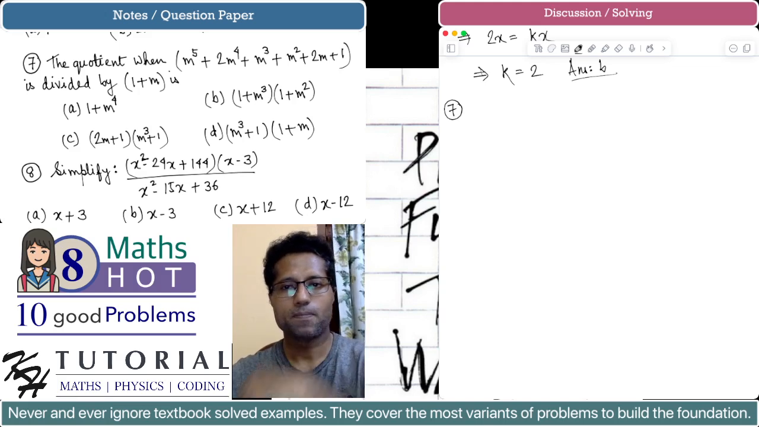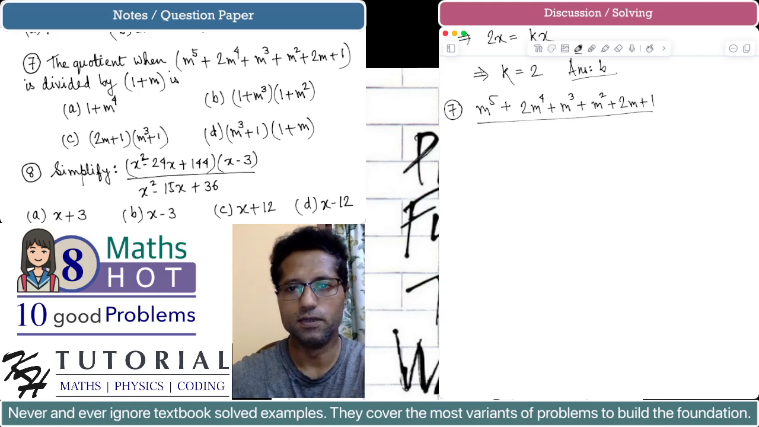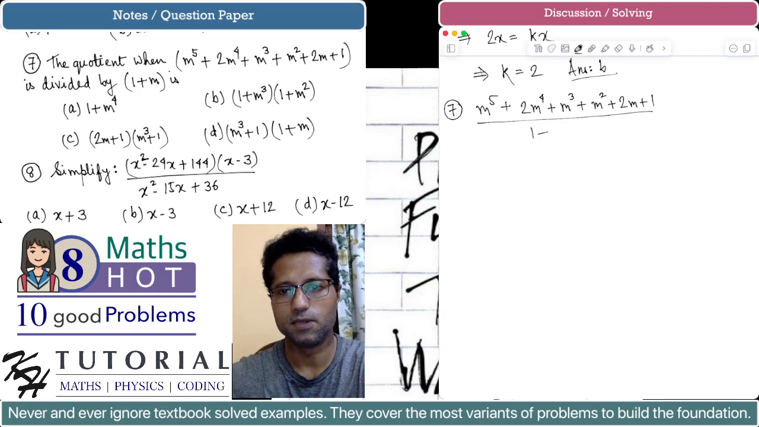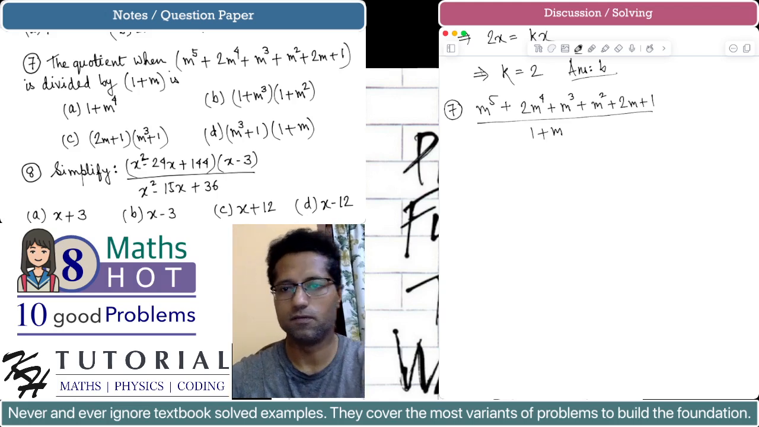Okay, so the given polynomial of degree 5 is m to the power 5 plus 2m to the power 4 plus m cube plus m square plus 2m plus 1. We have to do the division of this polynomial by 1 plus m. So this we have to find. Whatever the result will be is the quotient when the polynomial of degree 5 is divided by 1 plus m.